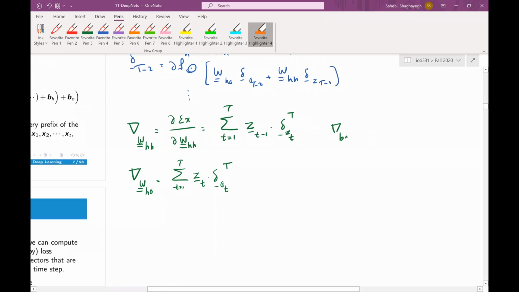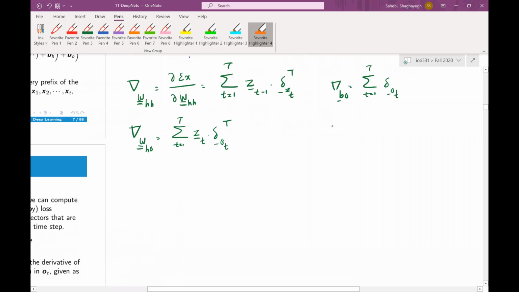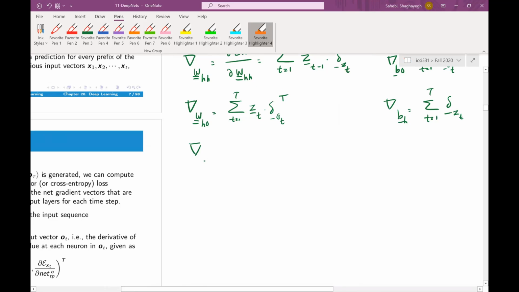For BO, you can see the similarities between this and MLP, right? It's the summation of t equals 1 to tau of the net gradient of OT. And for BH, it's the summation of t equals 1 to tau of the net gradient of ZT. And finally, for WIH, it's a summation of t equals 1 to tau of xt times delta, the net gradient for ZT, transpose.